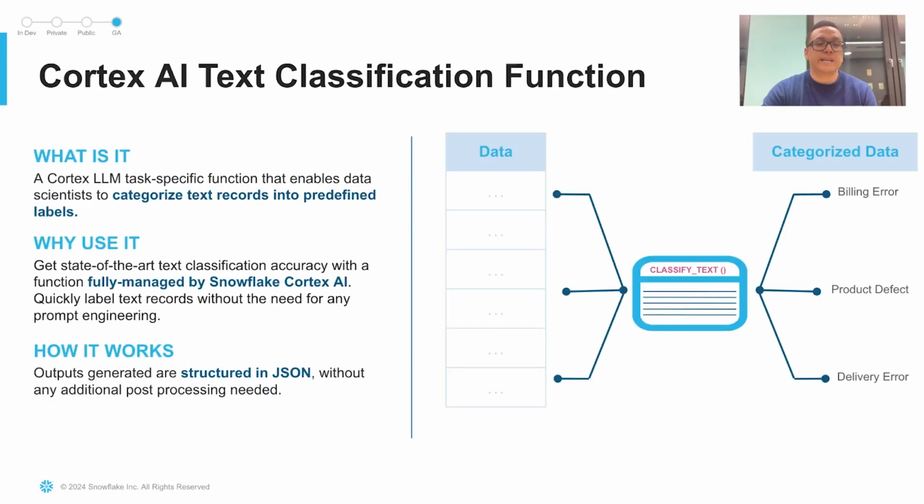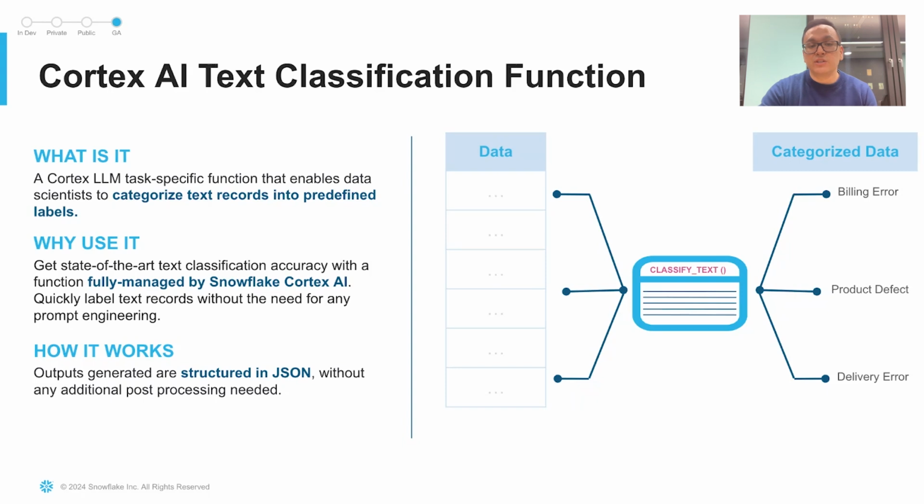To help customers easily categorize text into predefined labels, we built Cortex AI classified text function. With classified text, you can quickly label text records without any need of any prompt engineering whatsoever. All that you need to do is define the labels that are relevant for your business and point to a column with text data that needs to be classified. It's really that easy. Classified text is optimized to deliver state of the art accuracy for text classification tasks.